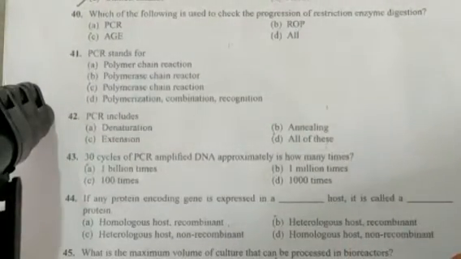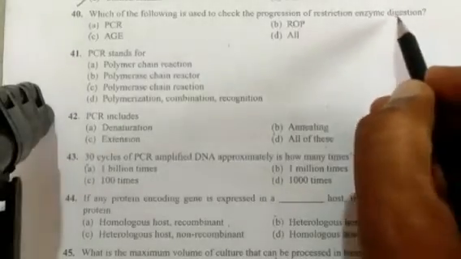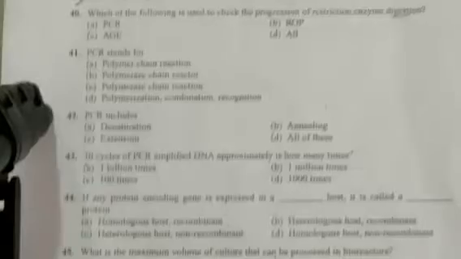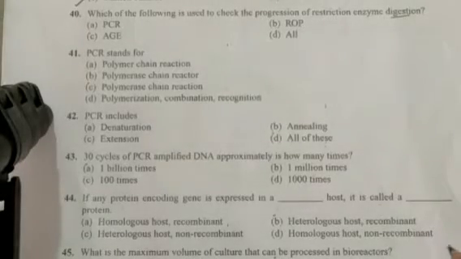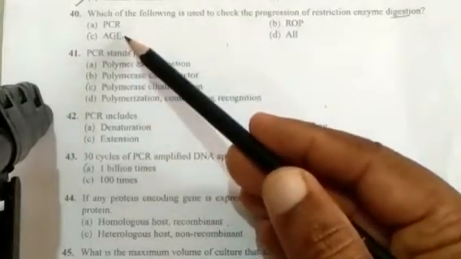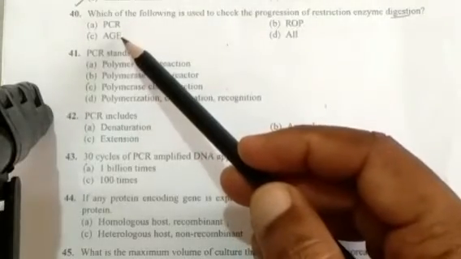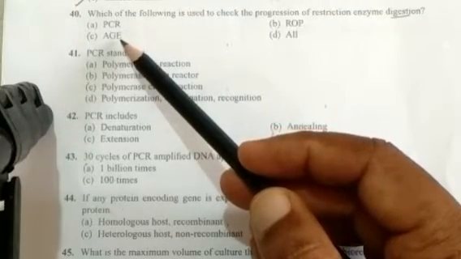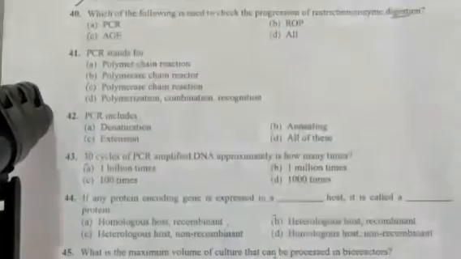Which of the following is used to check the progression of restriction enzyme digestion? We have told you this. Here A, PCR. PCR is not required here, polymerase chain reaction is used to amplify DNA copies. B, ROP is nothing but the protein required for replication. C, AGE, and D, all. What do you mean by AGE? Acrylamide gel electrophoresis is nothing but AGE.